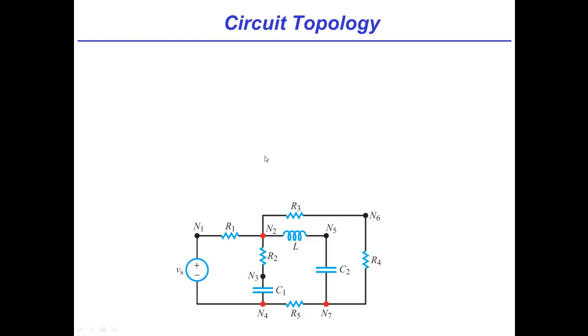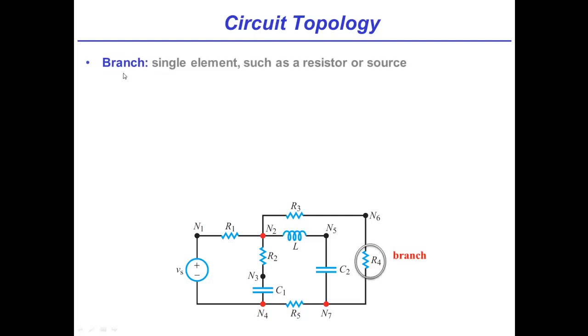And so let's begin by defining some terms that we'll use. The first term that I define is called branch. So a branch is a single element, such as a resistor or a voltage source, and those are two examples. So for example, in this arbitrary circuit shown here, I've highlighted R4 and called it a branch. VS could also be a branch, and other things could be branches.